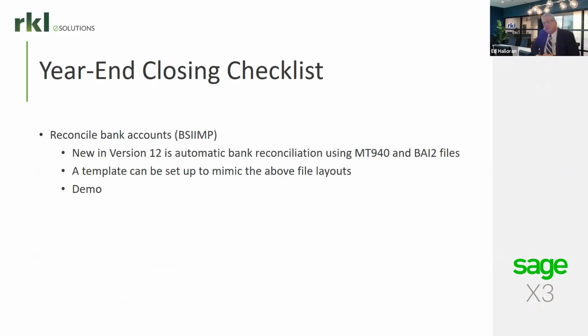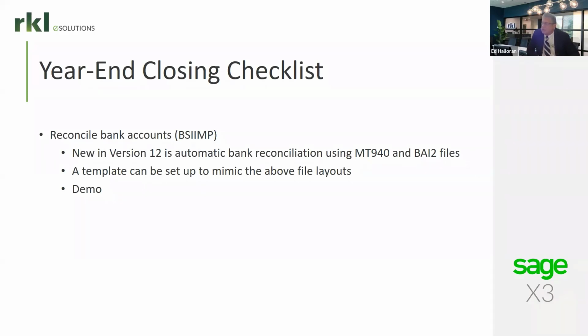Year-end closing checklist continued. You want to reconcile all your bank accounts and make sure that you record any activity in the bank account statement that has not been recorded in X3. In version 12, there's now an automatic bank reconciliation, and the system uses MT940 and BAI2 files. You should be able to get these types of files from your bank.